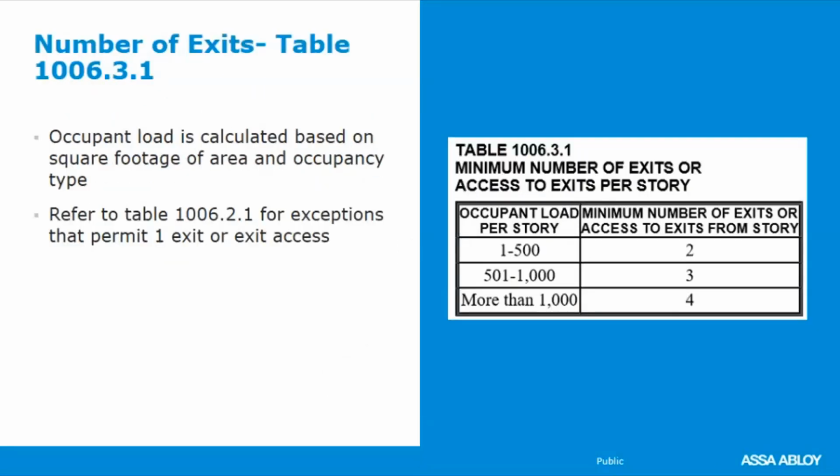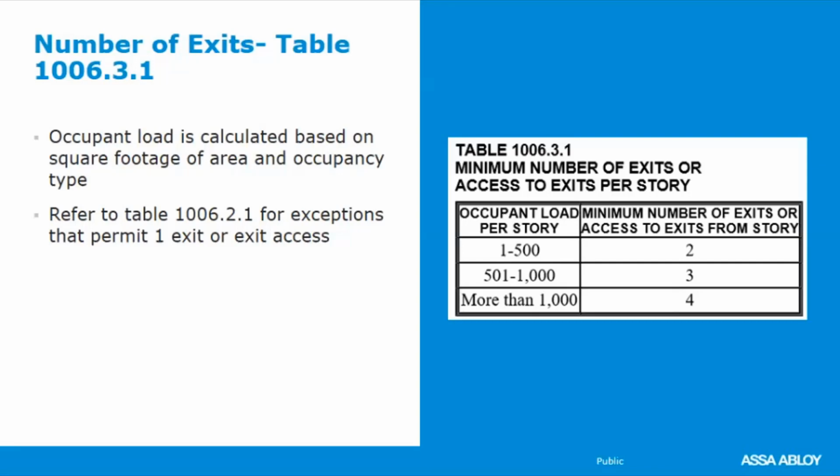A minimum of 2 exits are required from most spaces. IBC is an exceptional code, and there are exceptions to this. The egress calculator will point those out on each of the occupancy types, but unless by exception, when you have 1 to 500 people, you need a minimum of 2 exits from each story or exit access from a space. 501 to 1,000 people will be 3 minimum, and more than 1,000, you need a minimum of 4.